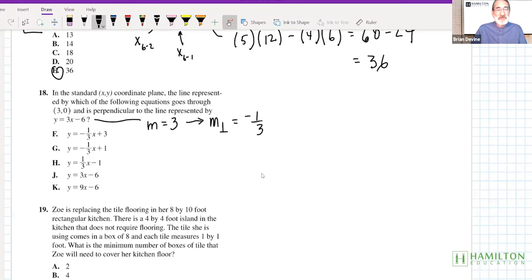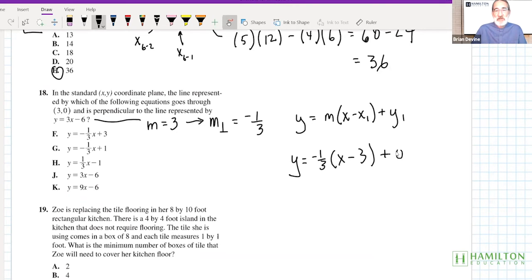And it goes through 3, 0. So we can use the point slope form of a line: y equals m times x minus the x value of the given point, plus the y value of the given point. So we do that. y equals negative 1/3 times x minus 3 plus 0. And we get y equals negative 1/3 x, which points us at F and G, plus 1, which points us at G, as the correct answer.